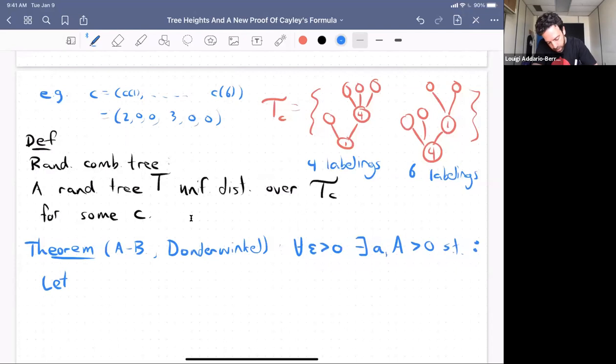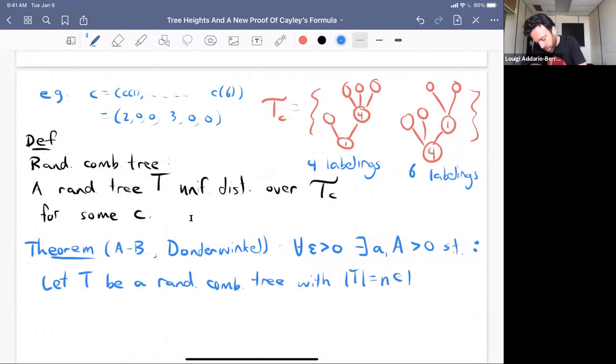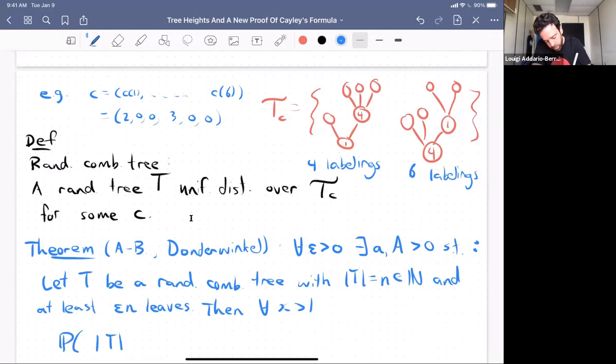So if I take any random combinatorial tree with some size n, and the parameter epsilon comes in because I want to insist that it has at least epsilon n leaves. Okay. Then for any x greater than 1, the probability that this random combinatorial tree has height at least x root n is at most A e to the minus little a x squared. Okay, so this is a uniform sub-Gaussian tail bound over all trees with at least an epsilon proportion of the vertices being leaves.